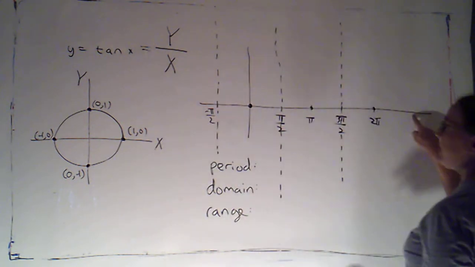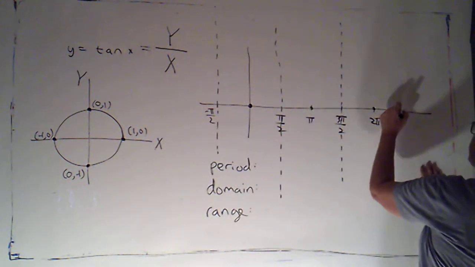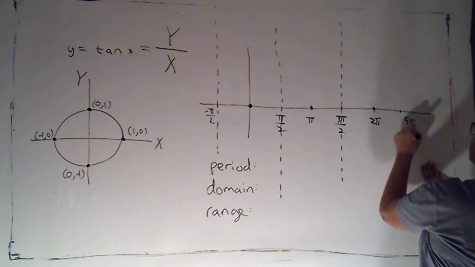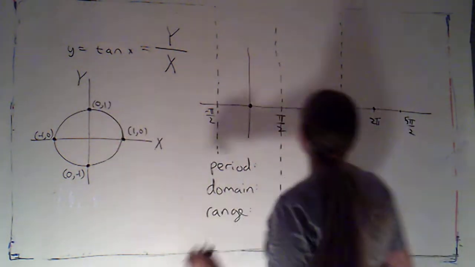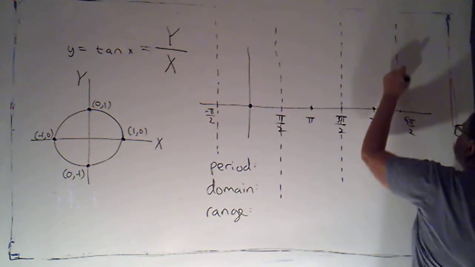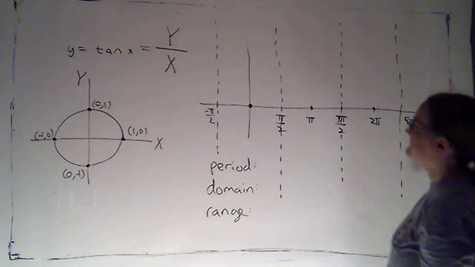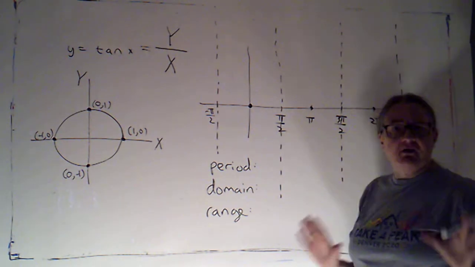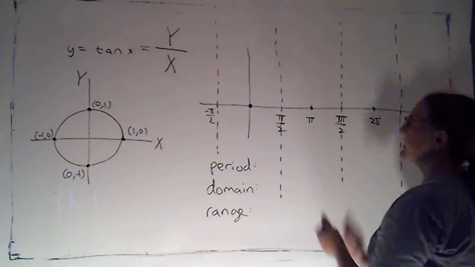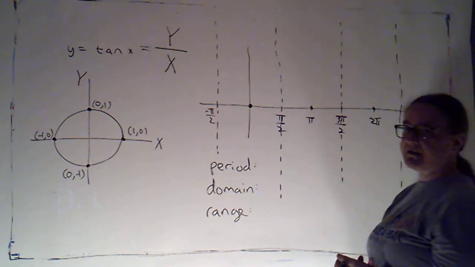And if I extended past 2 pi to 5 pi over 2, that would put me again on the positive y-axis, and again I'd have a vertical asymptote. Okay, let's just graph the part from 0 to 2 pi first, and then I'll expand so that I can start and end at an asymptote.